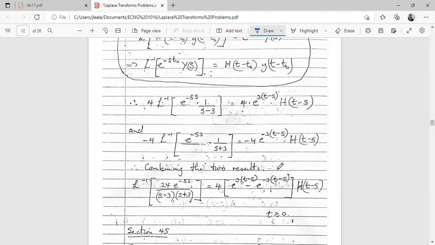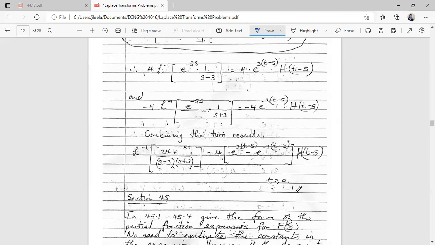And now you just combine all the results. So the Laplace inverse of 24 e to the minus 5s over (s minus 3)(s plus 3) in the denominator will be 4 times [e to the 3(t minus 5) minus e to the minus 3(t minus 5)] times the Heaviside at t minus 5. So this will be the combined result for t greater or equal to 0.